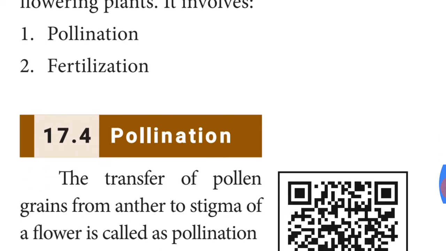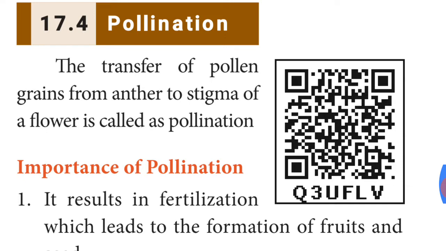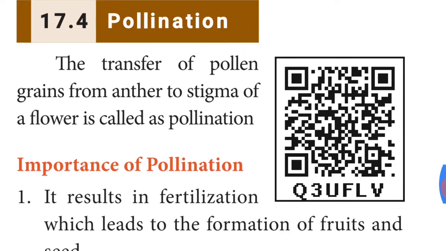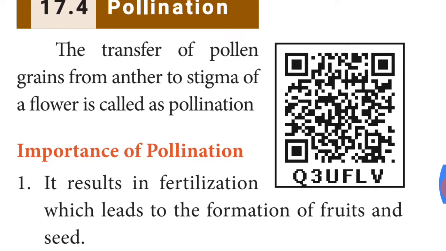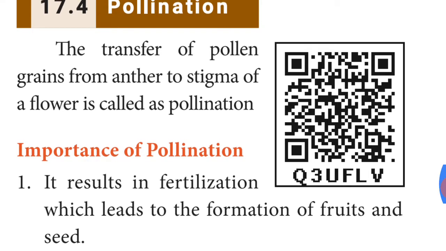Pollination, fertilization. Pollination: the transfer of pollen grains from anther to stigma of a flower is called pollination. This you also know very well. From the anther, the pollen grains are produced. They should reach the stigma for reproduction, for fertilization. So this process is called pollination.